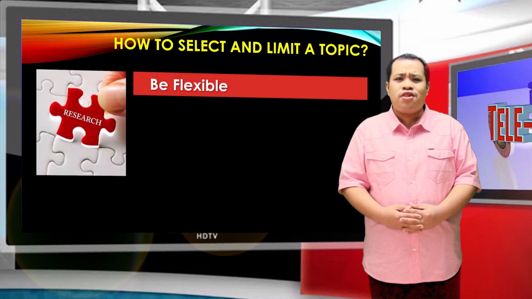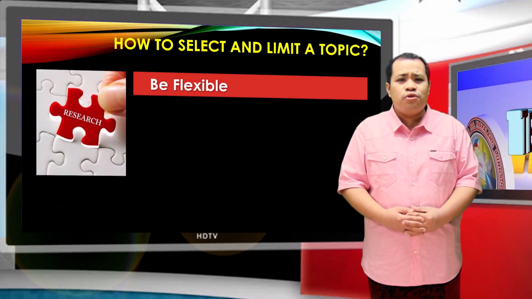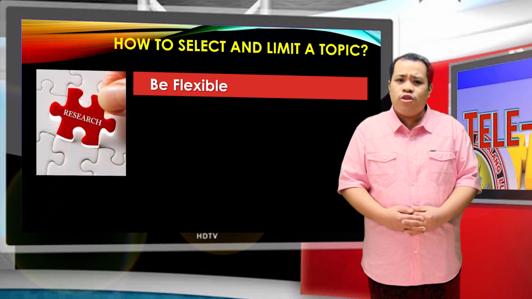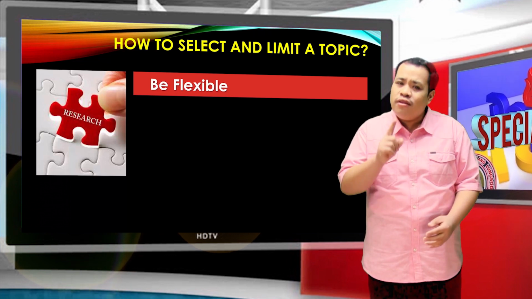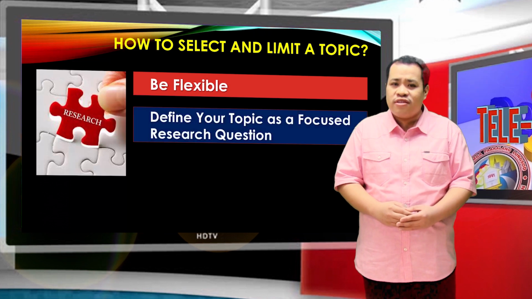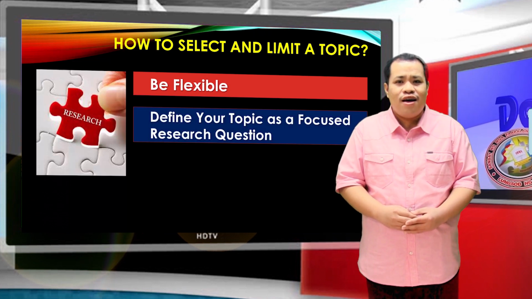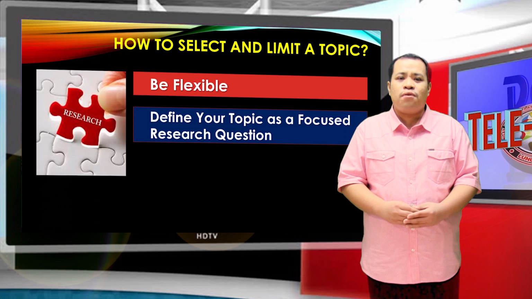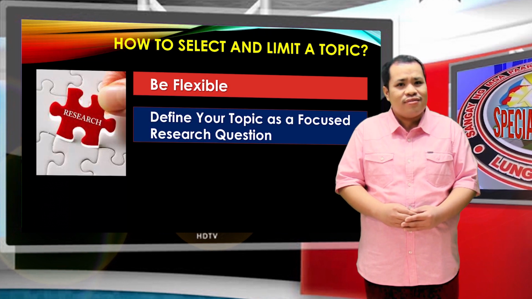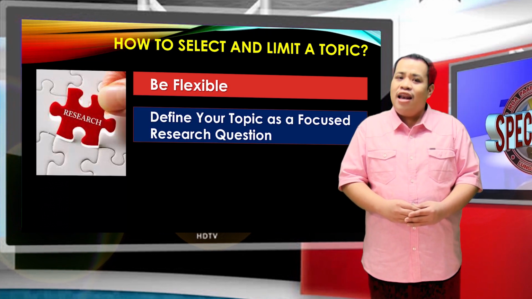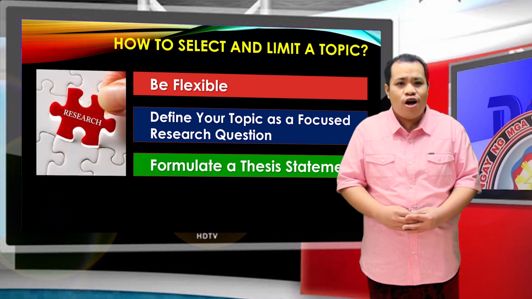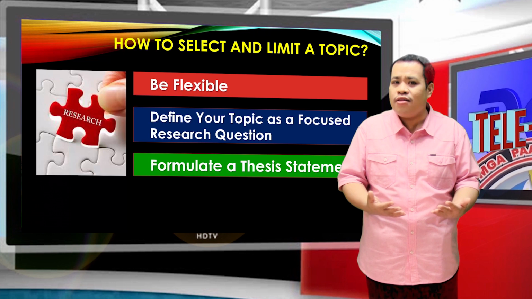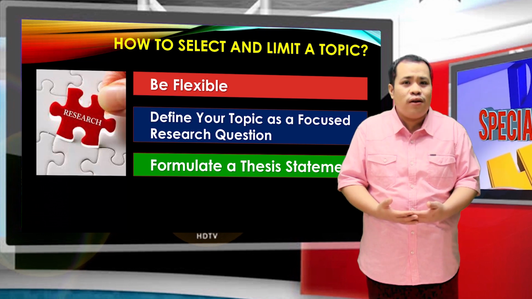5th is you have to be flexible. What are the considerations or adjustments that you would do if ever there is a need to modify your research topic? Then, you have to define your topic as a focused research question. What is the primary question that your research topic wants to answer? And then, lastly, formulate a thesis statement. What is the thesis statement of the study that you would like to conduct?